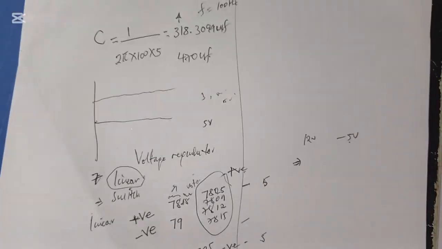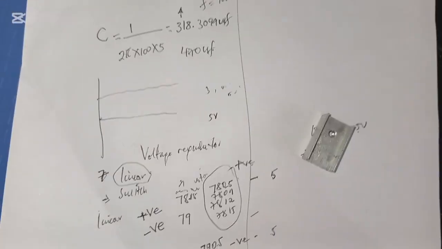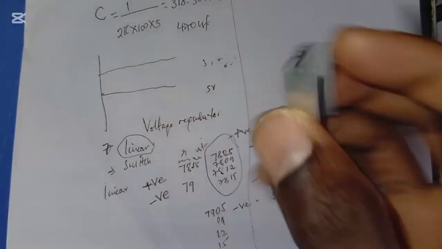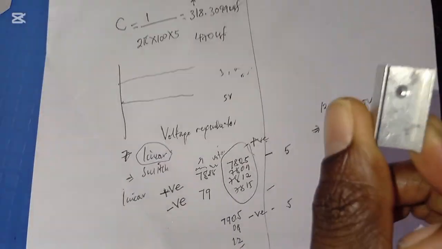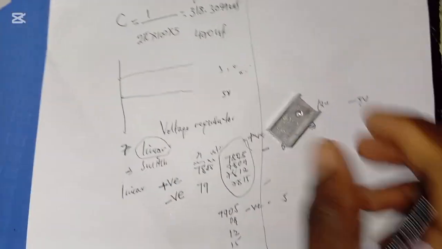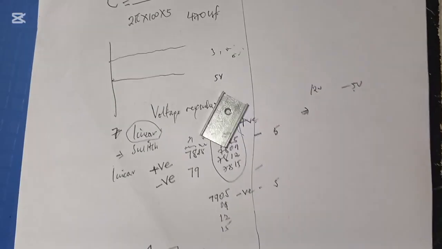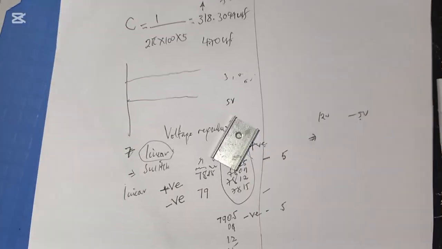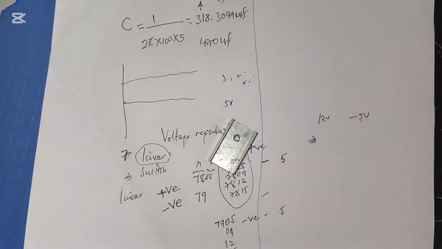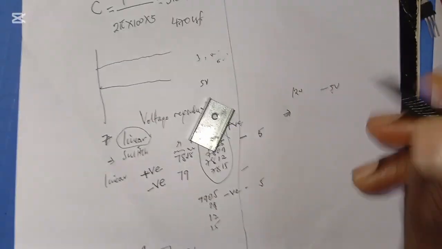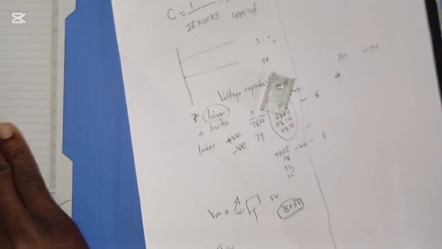The cooling system. Normally a heat sink is used. So this one is a heat sink. It will absorb the heat from the regulator IC. You can also include a fan, something like that. So you'll have to consider the power dissipation. Always consider the cooling system. How do you deal with it?